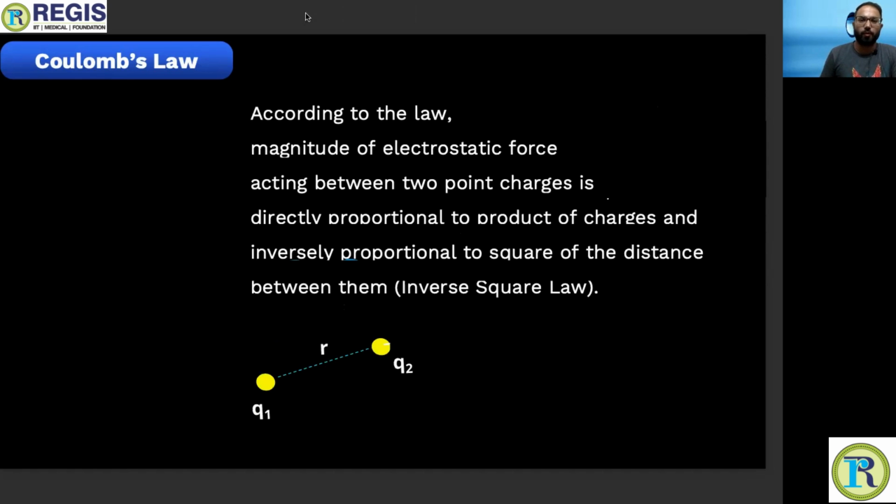So you can note down all these statements. According to this law, the magnitude of the electrostatic force acting between two point charges, and we need to focus on this point, that it's applicable only for point charges, is directly proportional to the product of the charges and inversely proportional to the square of the distance between them. This is called the inverse square law. Clear?